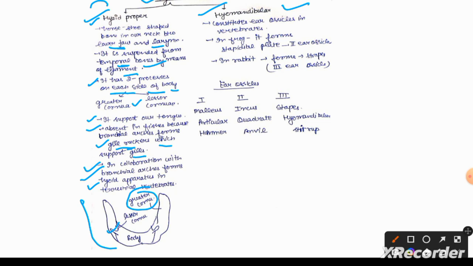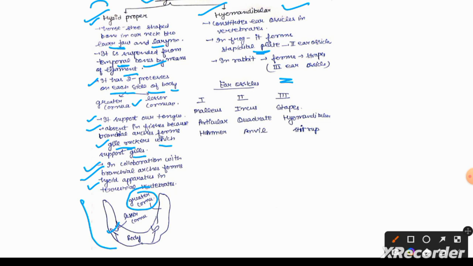It is the second part of the hyoid arch, which constitutes ear ossicles in vertebrates. In frog, hyomandibular forms the stapedial plate, which is the second ear ossicle, which is a rod or lid like bone. In rabbit, hyomandibular forms the stapes, which is the third ear ossicle, that is stirrup like bone.